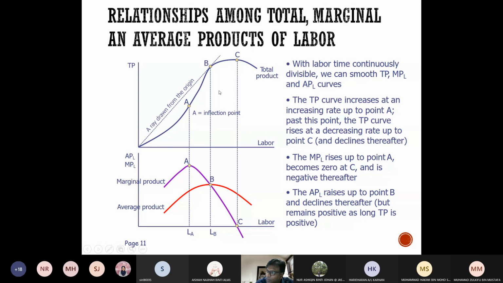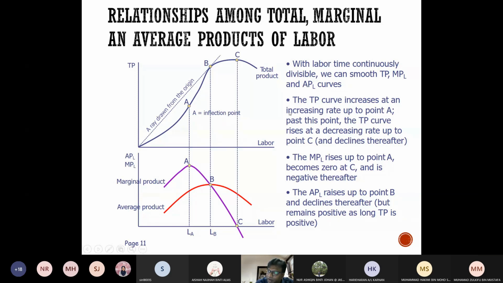Now look at this part. The product is increasing, and as you move towards A and then B, it is slowing down, and at C it fluctuates, and then you stop here, and then it just decreases. So with labor time continuously divisible, we can smooth the total product, marginal product, and average product curves. This shows you the three changes happening at three different points.